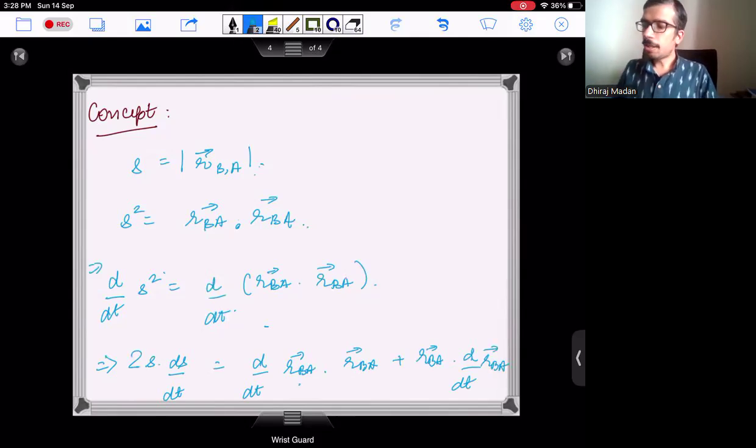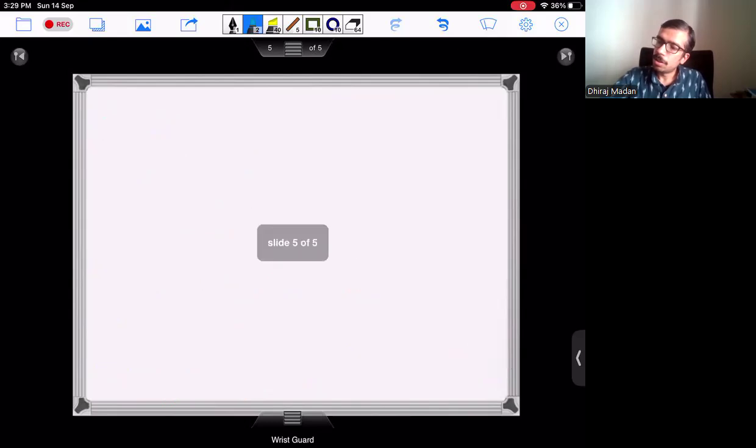Now, what is d by dt of RBA? That's the VBA. By definition, if you differentiate the position vector, you will get the velocity vector. So this is VBA dot RBA, and the other term is RBA dot VBA. Since dot product is commutative, we can also write it as 2 times VBA dot RBA. So what we have is that 2s ds by dt equals twice of VBA dot RBA.